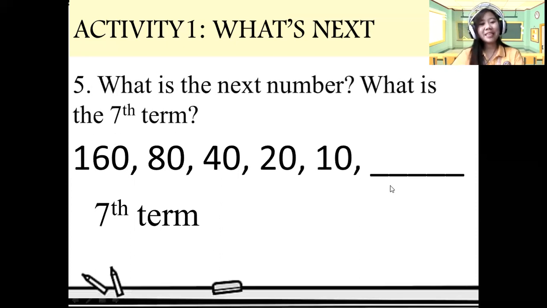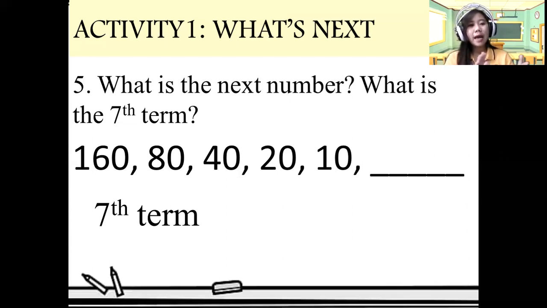Okay, next number. The given sequence comes before the question. So what is the next number and what is the seventh term? So we have 160, 80, 40, 20, 10, and what is the seventh term? Or what is the next number? Okay, let's look carefully.